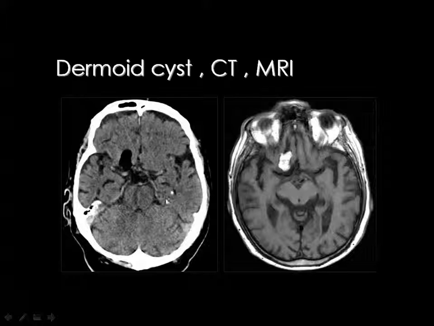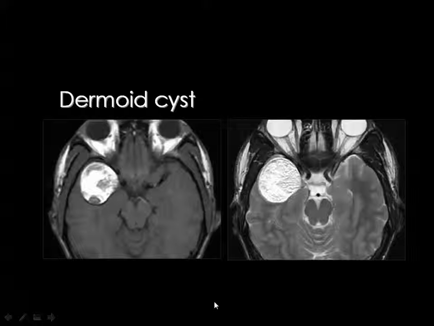And look at this CT image showing a fat density in the right side of this suprasellar area. Then you can compare this hypodensity with the hypodensity of CSF, and you can realize that this is darker than the CSF. And in the MRI T1 weighted image, you can see the brightness of the fat, similar to the fat in the orbit, and this is a dermoid cyst.